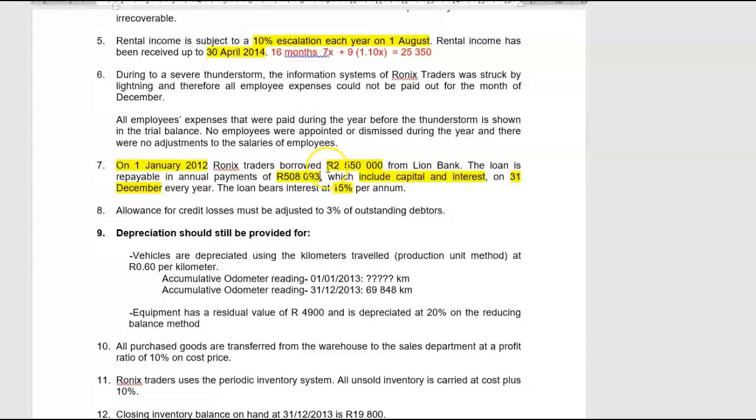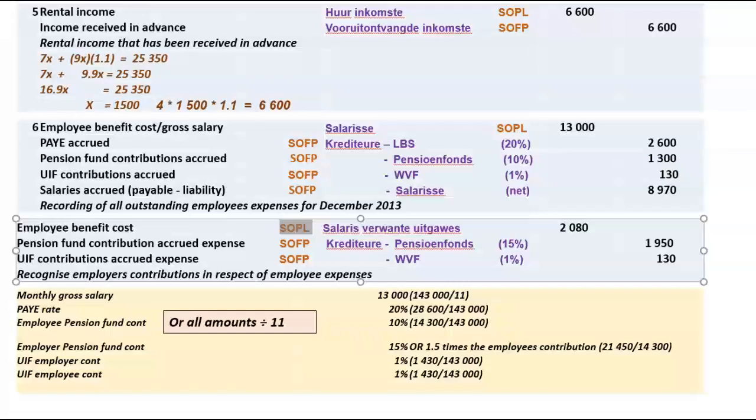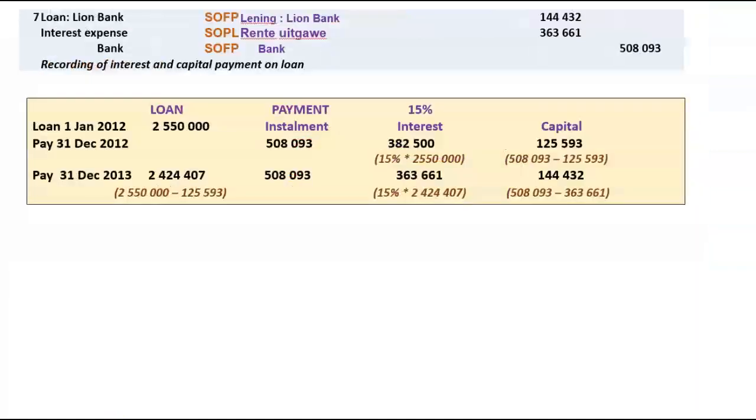So we're going to start off with the outstanding loan amount of 2,550,000. We're going to work out our interest at 15% per annum in the 2012 year in order to determine the interest portion of that 508,093 of last year, so that we can work out how much capital was repaid last year. Because on the actual outstanding capital amount, we're going to calculate our 15% interest of the current year. Let's see what I'm all babbling on about.